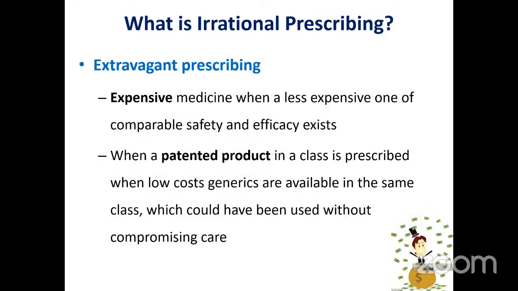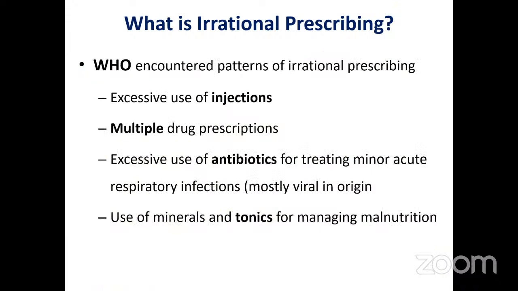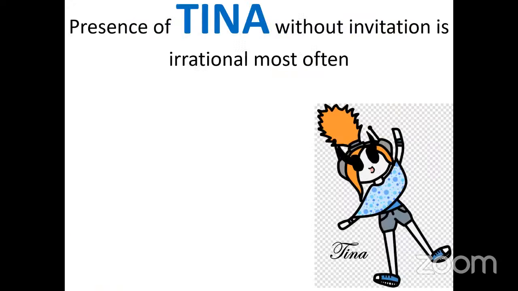Then extravagant prescribing, I have already told you. WHO actually tells that the most important irrational prescribing is because of excessive injections, multiple drug prescription, and excessive antibiotics and health tonics. So this is the formula I have framed, so just remember this formula: if TINA is present without invitation, that prescription is irrational.